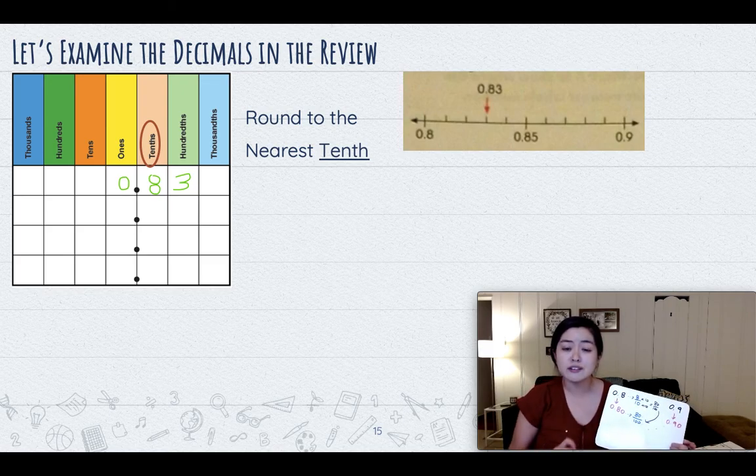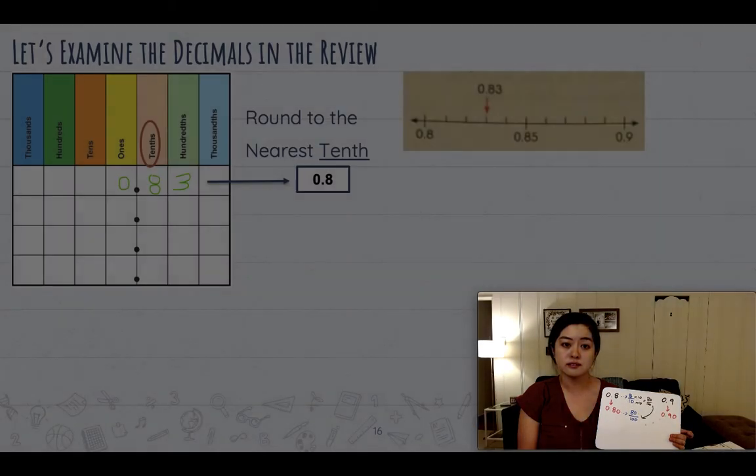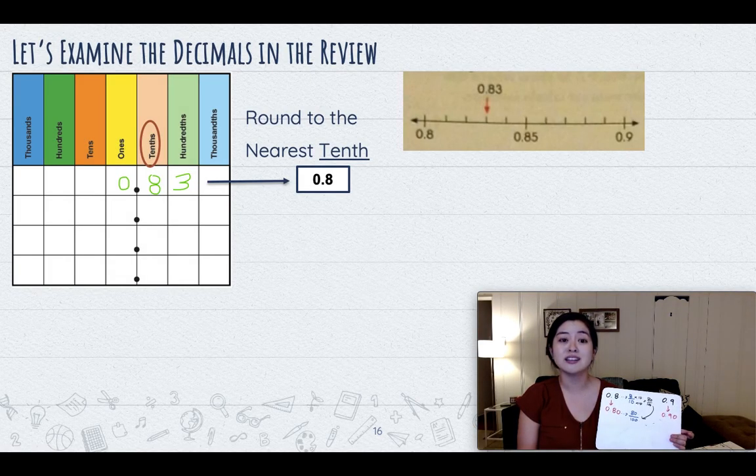So if you look at the number line that's drawn, okay, we see that 0.83, is it closer to 8 tenths or is it closer to 9 tenths? It looks closer to 8 tenths. Okay, so it's rounded to 0.8, which is another way to say it is 8 tenths. All right, what about 1.75?